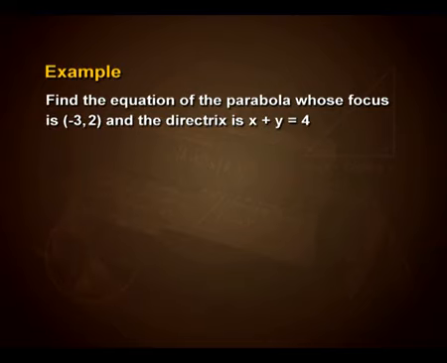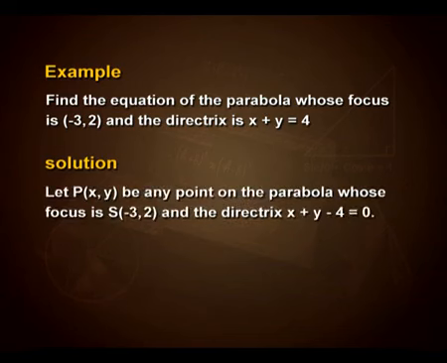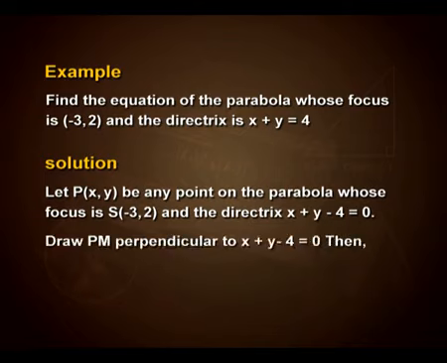Now, let us look into an example involving parabola. Find the equation of the parabola whose focus is (-3, 2) and the directrix is x plus y is equal to 4. Look into the solution here. Let P(x, y) be any point on the parabola whose focus is S(-3, 2) and the directrix x plus y minus 4 is equal to 0. Draw PM perpendicular to x plus y minus 4 is equal to 0, then SP is equal to PM.